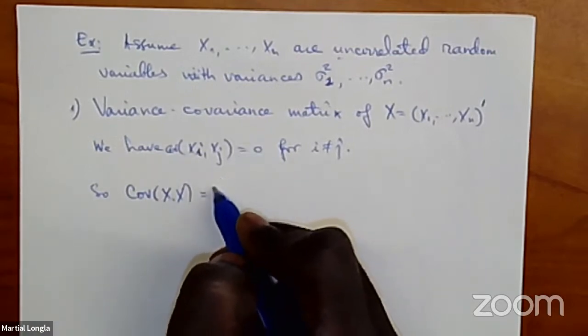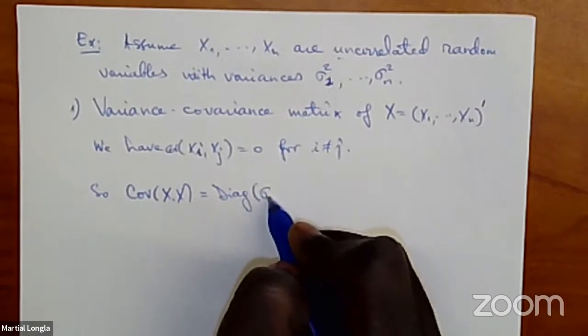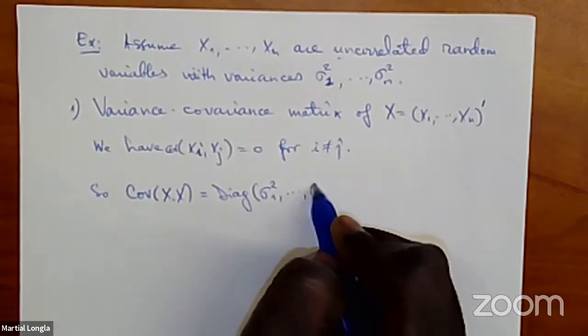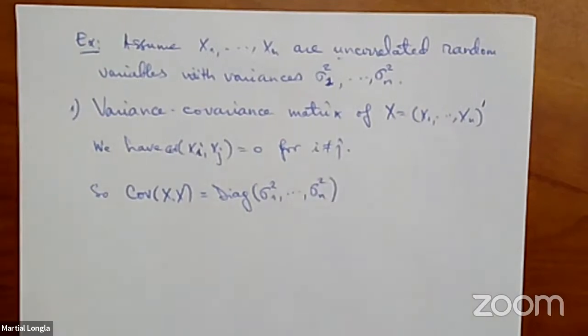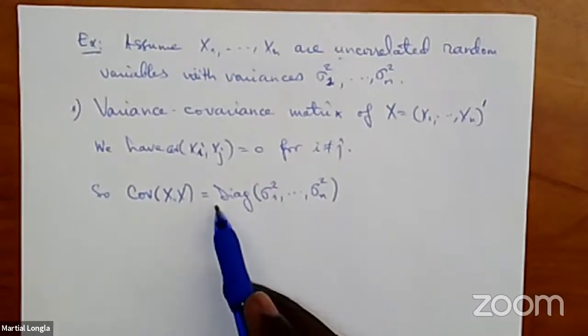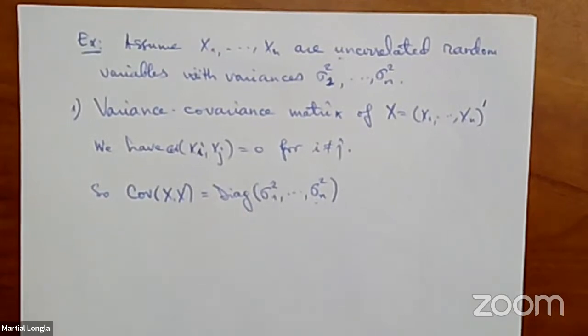So the covariance matrix is equal to, we know this notation, the matrix that has diagonal sigma squared 1, all the way down to sigma squared n, and everything else is 0.